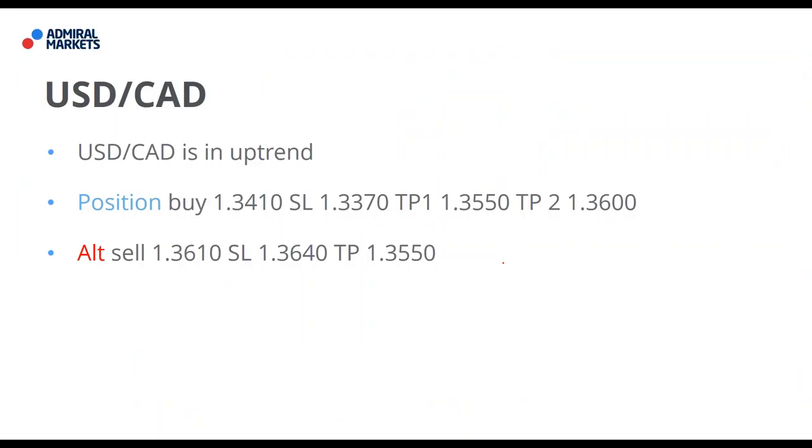And dollar CAD, I will buy dollar CAD. 34.10. Let's see, the price was very close to my, well, very close to POC, guys. Dollar CAD around 34.10, 33.70 stop loss, 35.50 TP, okay, and 36.00 is TP2. We can sell around 36.10, stop loss 36.40, TP 35.50. Okay.